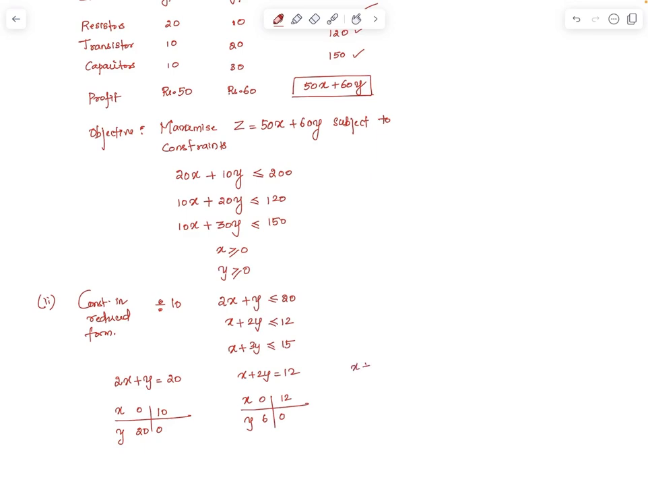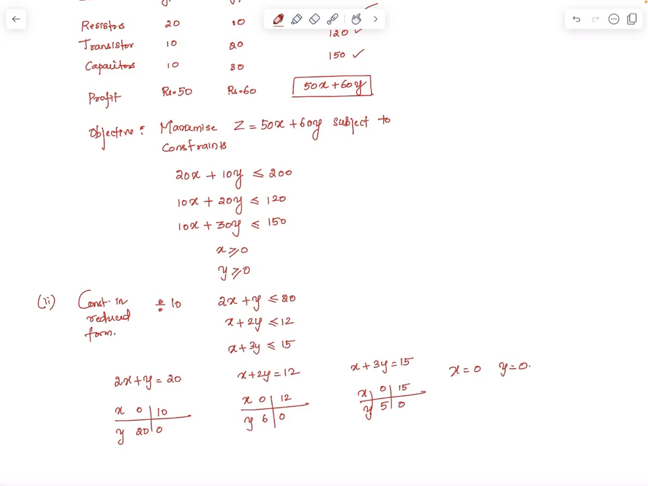For the third equation, x plus 3y is equal to 15. When x is equal to 0, y is 5. When y is equal to 0, x is 15. And the other two equations are x equal to 0 and y equal to 0. X equal to 0 represents the y-axis, y equal to 0 represents the x-axis.